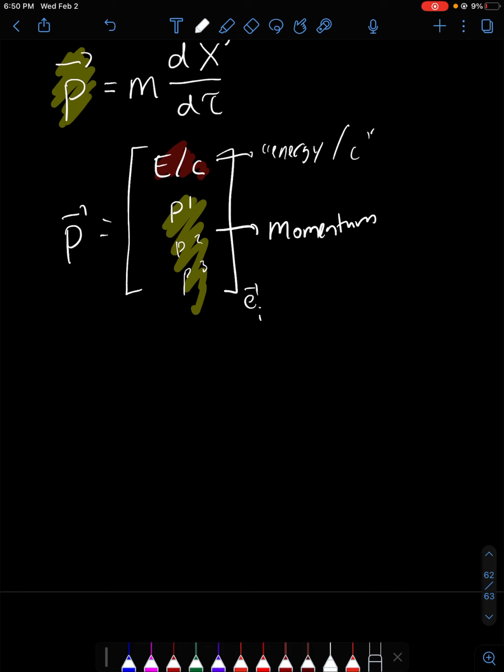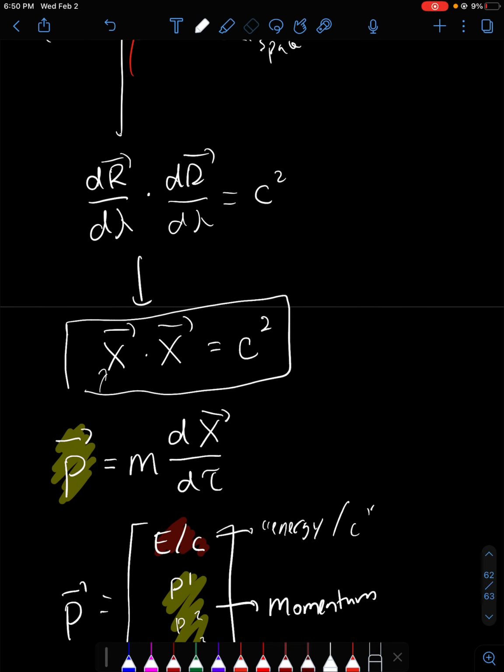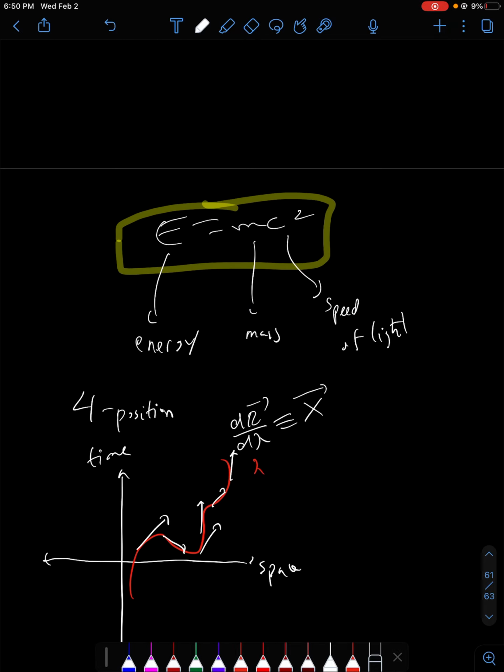So now let's actually evaluate what the dot product of the force momentum vector with itself is. That's just going to be m times this, m times this. Oh, also, I should have mentioned it should be dx over d tau. That equals the speed of light squared. That's my bad. It should be dx over d tau, not just x dotted with itself.